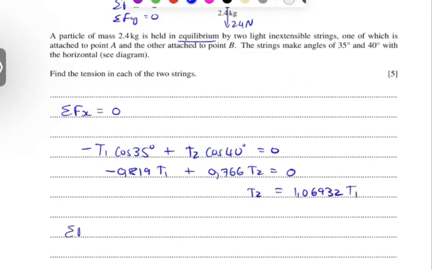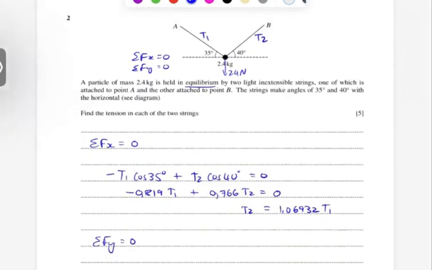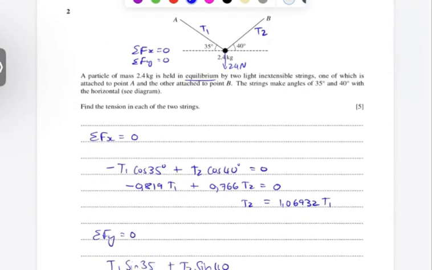Then I can also look at my y values. They should also be in equilibrium. So I've got T1 sine 35 plus T2 sine 40. So those two have a component going up. And then I've got my weight component going down.